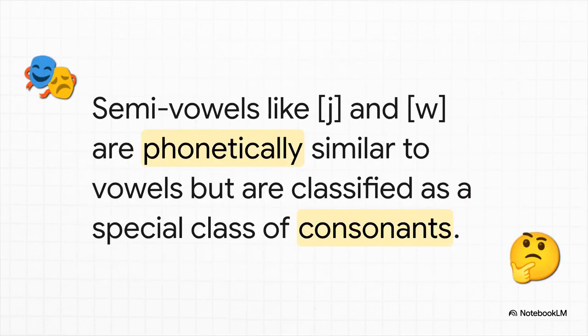And finally, you have some sounds that kind of live on the border. They're called semivowels. Think of the y sound in yes or the w in we. They're produced with an open vocal tract, just like a vowel, but grammatically, they act like consonants. They're like the little chameleons of our sound system.